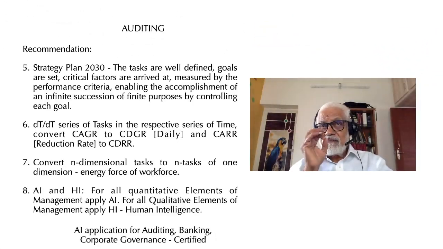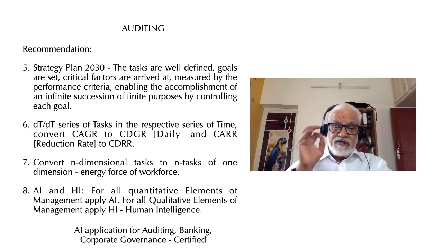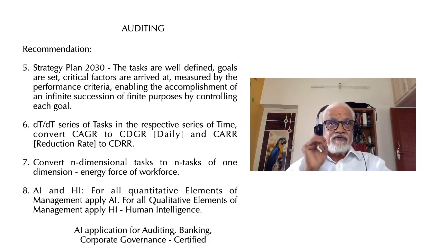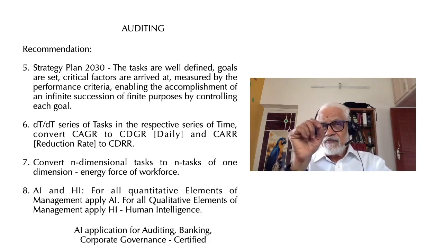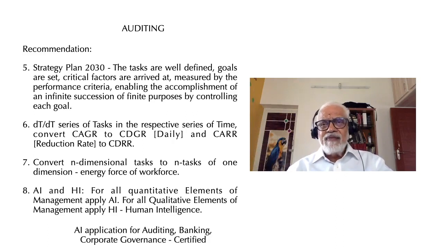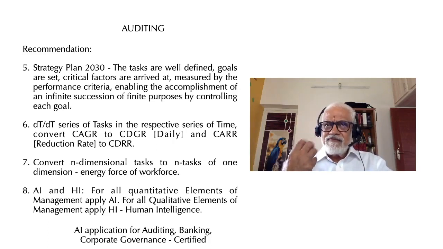Number 5, strategy plan 2030. The tasks are well defined, goals are set, critical factors are arrived at, measured by the performance criteria, enabling the accomplishment of an infinite succession of finite purposes by controlling each goal. AI comes to that. When you look at the fiscal responsibility of a manufacturing company like Volkswagen, it's amazing how they are doing it. They are coming out with an amazing number of vehicles. It could be Porsche, it could be Volkswagen, it could be other things. But in terms of number, in terms of supply chain management, in terms of qualitative elements being put through, that requires AI. DT by DT, a series of tasks in the respective series of time.